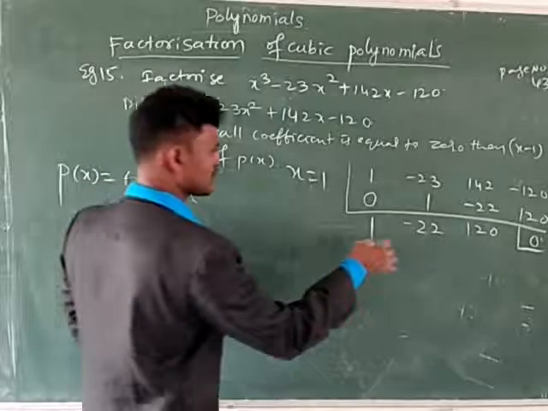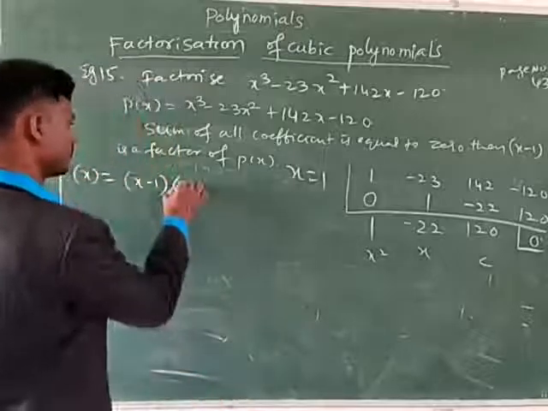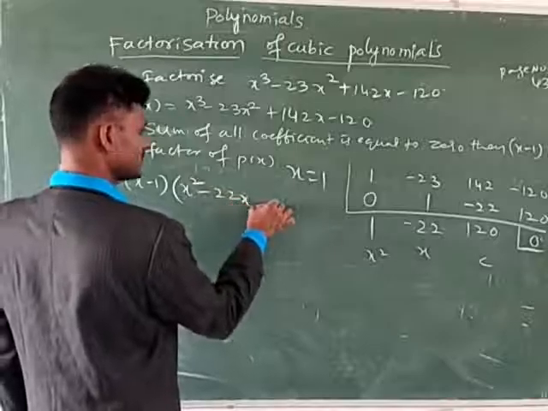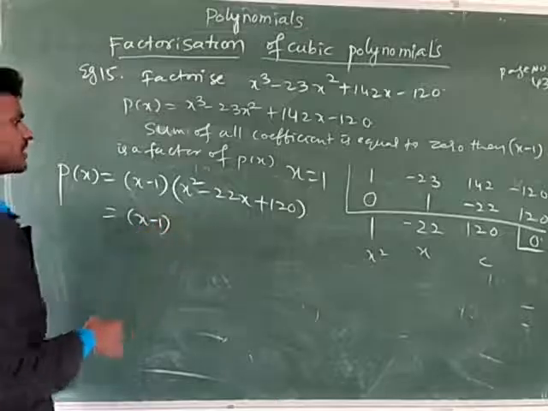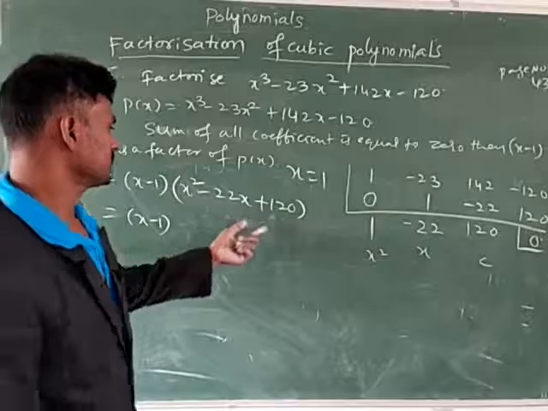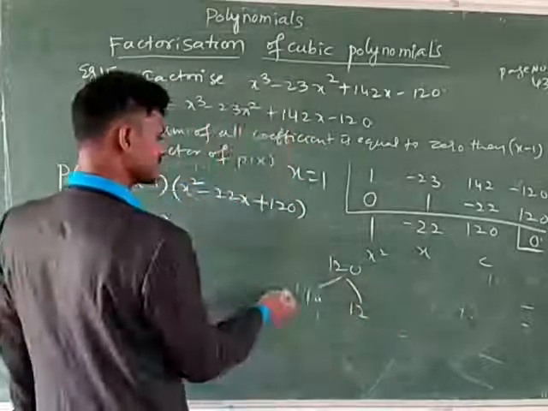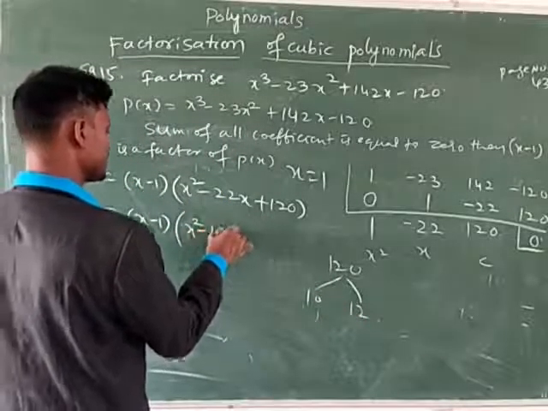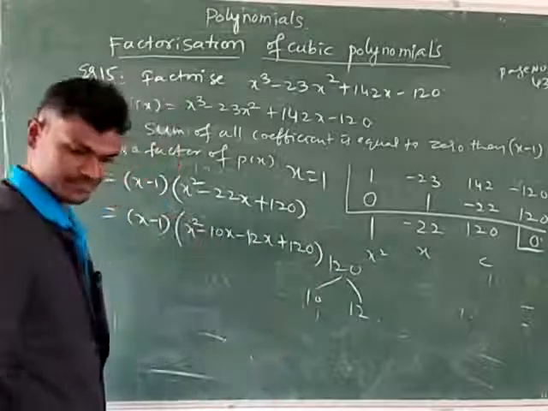At the same time, this is the constant term, this is the x coefficient, and this is the x square coefficient. Here 1 into x square minus 22 x plus 120. You have to write this, then here x minus 1. Now what you will do, you have to split the middle term. 22 is here, 120 is written as 10 into 12; 10 twelves are 120, 10 plus 12 is 22. Here x square minus 10x minus 12x plus 120.